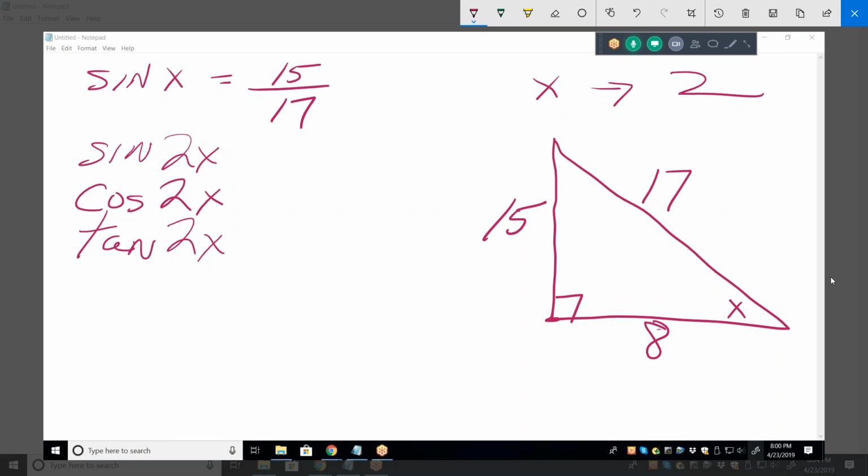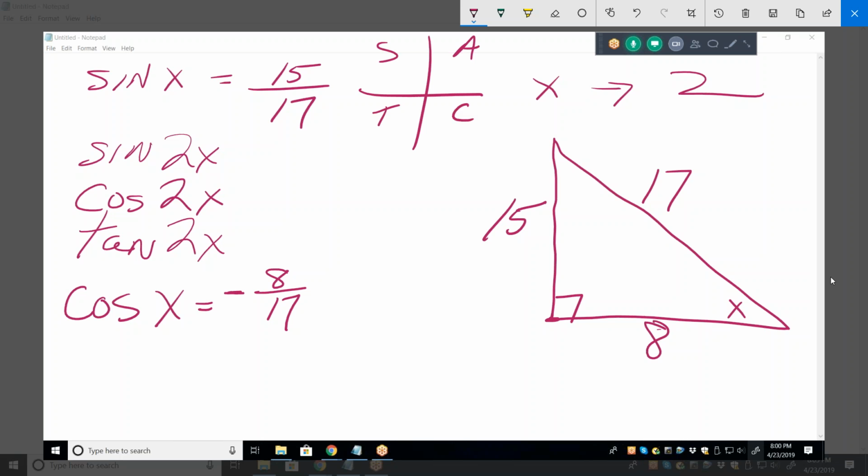What's cosine of X? It's 8 over 17. Is it plus or minus? Quadrant 2. Minus, correct. Don't forget, all students take calculus. That tells you the plus or minus sign on any trig function based on its quadrant. In the second quadrant, only sine is positive, or cosecant. Everything else is negative.